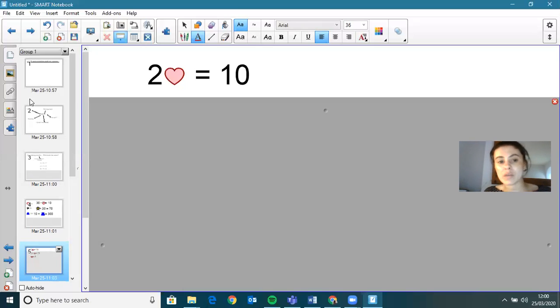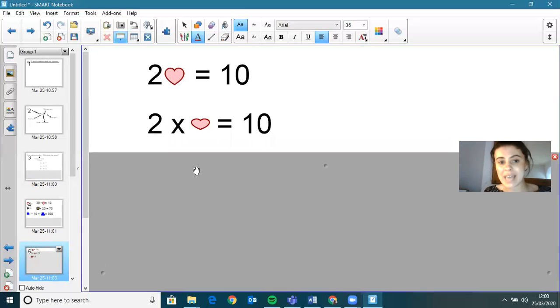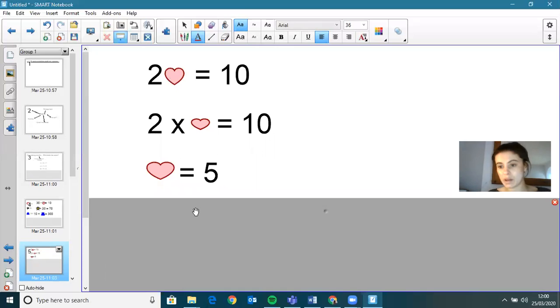In algebra, they also show timesing or multiplication like this. All this means is 2 times heart equals 10. Well, that's nice and easy, isn't it? 2 times 5 equals 10. The heart must therefore equal 5. Okay?